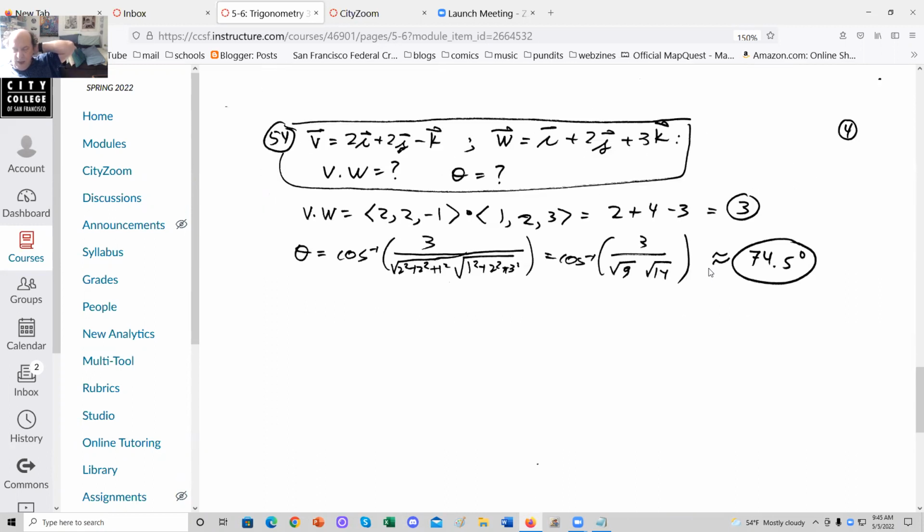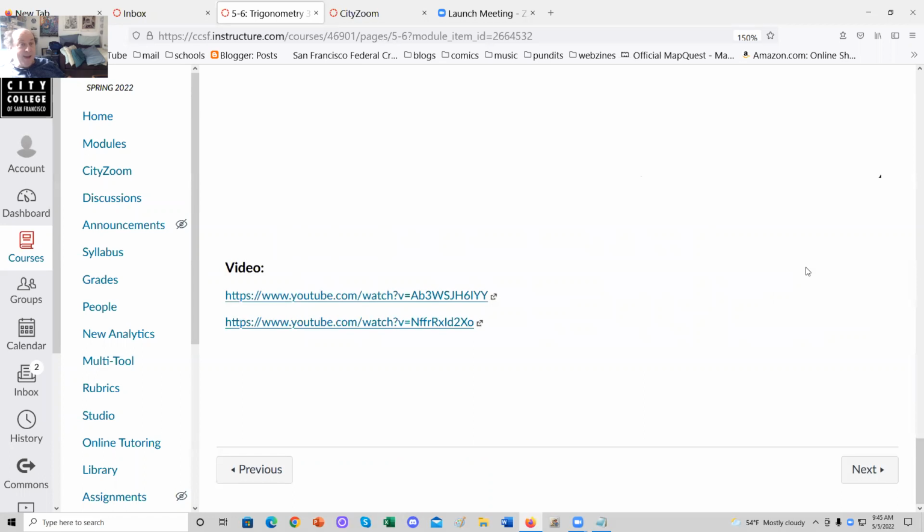Now, the angle is the arc cosine of the dot product divided by the product of the lengths. Length of 2, 2, -1 is root of 2 squared plus 2 squared plus 1 squared. Length of 1, 2, 3 is root of 1 squared plus 2 squared plus 3 squared. Okay, that's arc cosine of 3 over root 9 times root 14. And after a bit of work on the calculator, that gets you approximately 74.5 degrees. Okay, that's it for this right now.